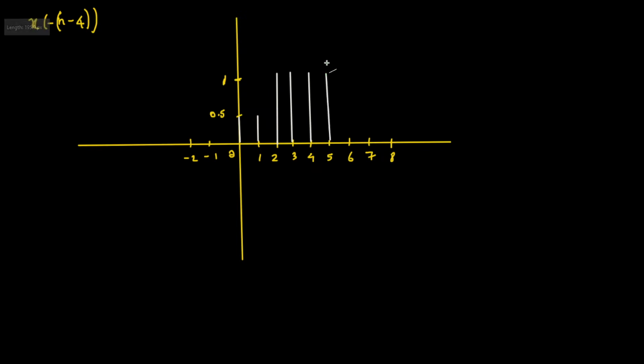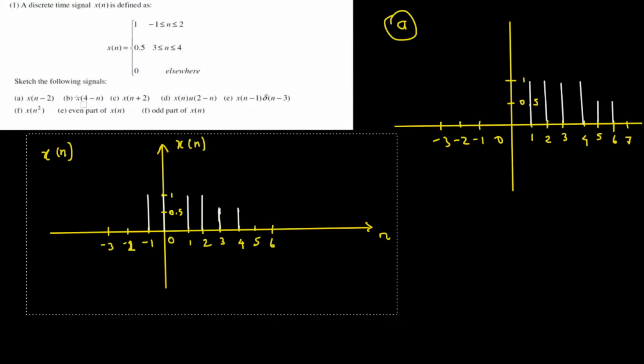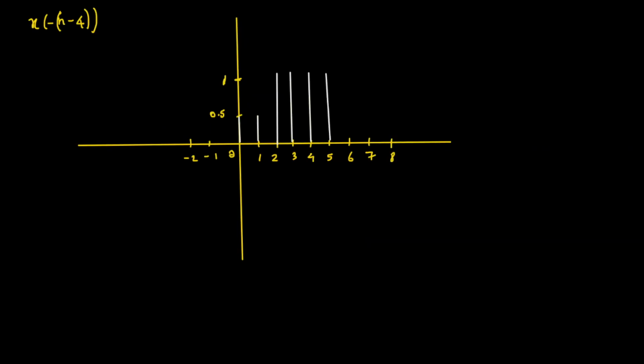Okay, so this is the graph we are going to derive for this x of 4 minus n, which is equal to this. Okay, this one is equal to x of 4 minus n, and this is the final graph, and this is the x of n axis, and this is the n axis.